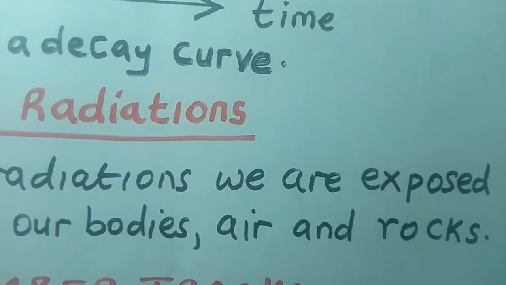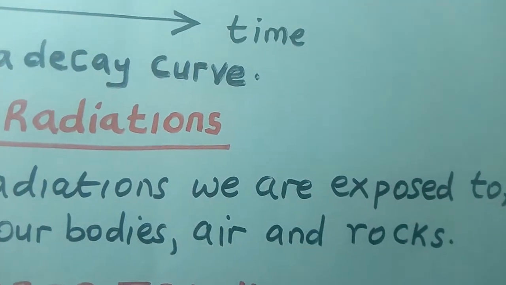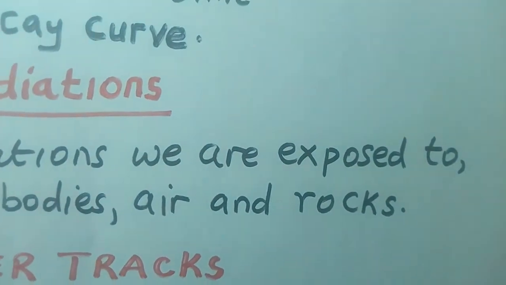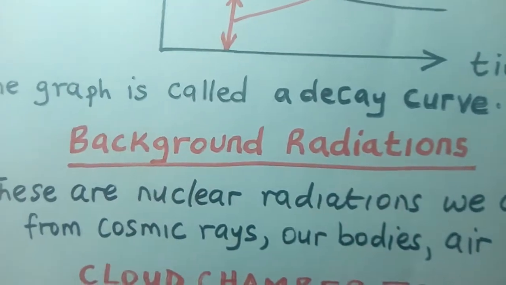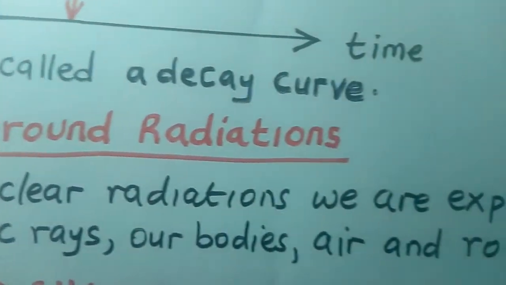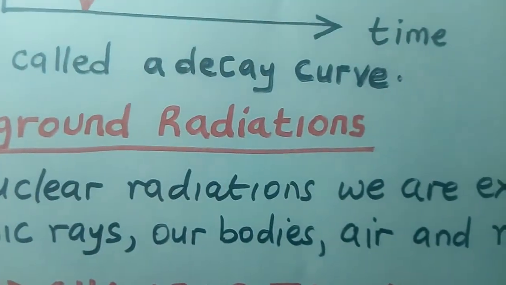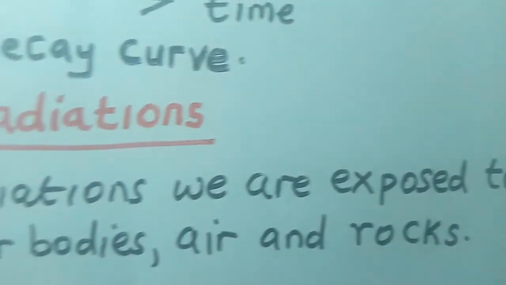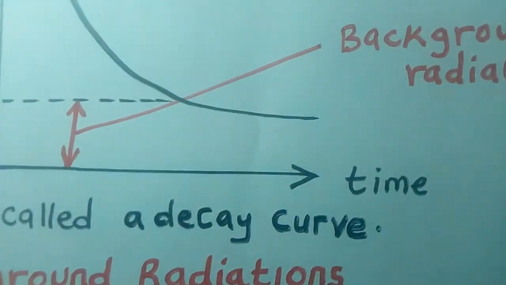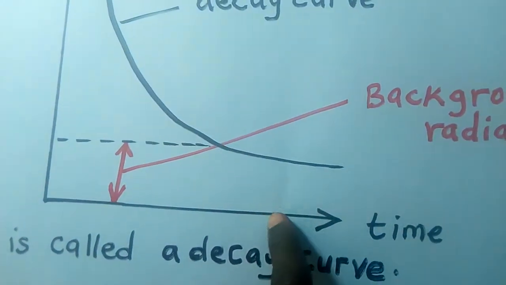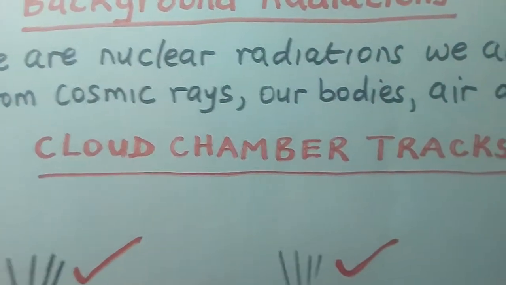Another source is the air. Is there anybody who is not feeling air around you? First of all, you breathe in air. So air also is another source. Then we have the rocks. Some rocks have radioactive substances. So these are the sources of background radiations. So we define background radiations as nuclear radiations we are exposed to naturally, coming from cosmic rays from the sun, our own bodies, air, and even the rocks. So, because of these background radiations, which are always present, the graph cannot touch the axis here.